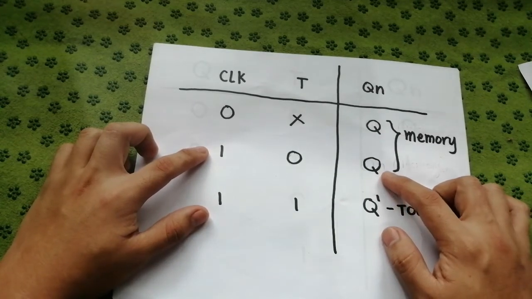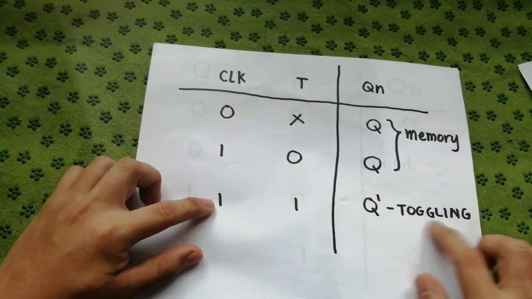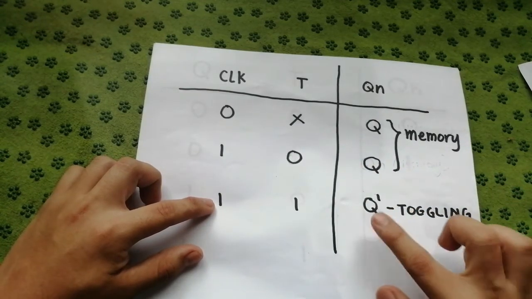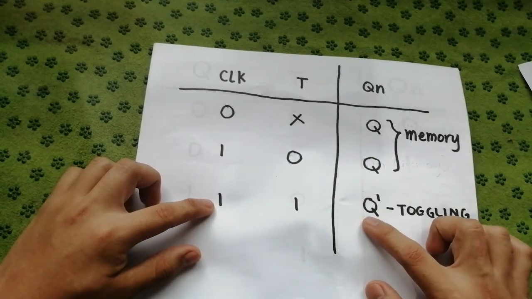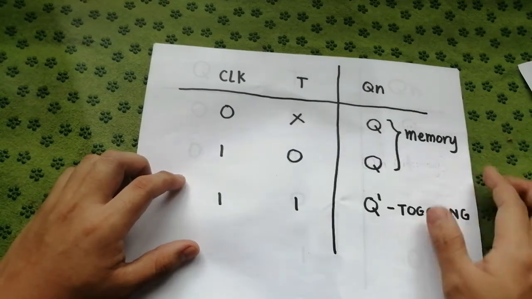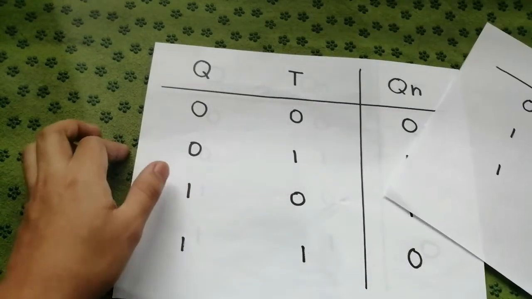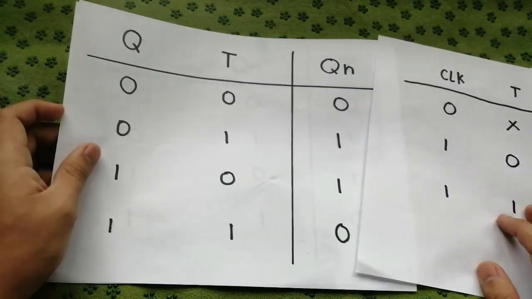Next, if our trigger is 1 and our clock is also 1, then we will have what we call toggling. Using our truth table, we can now derive our characteristic table. It will be right here.